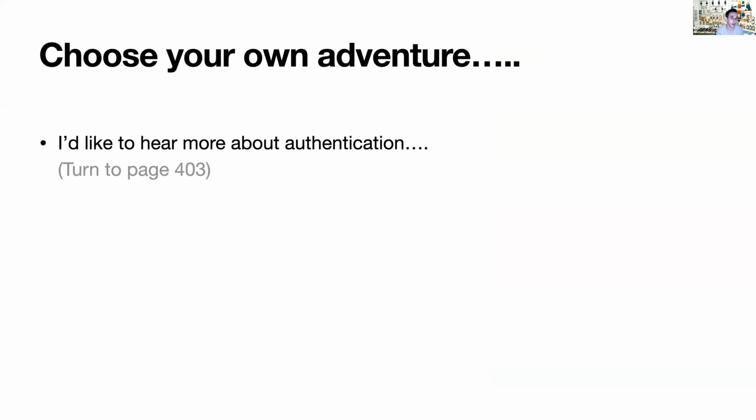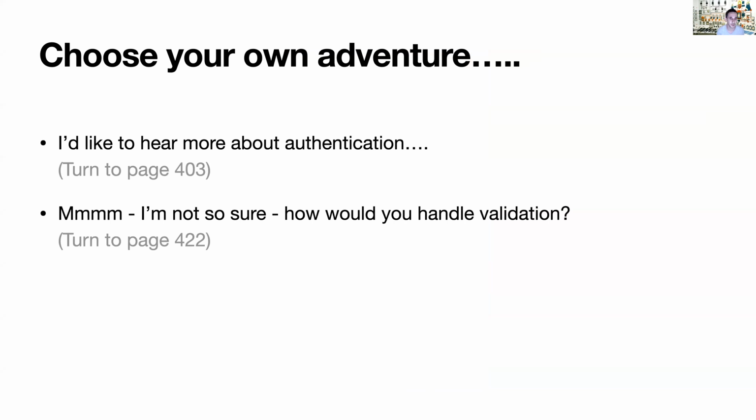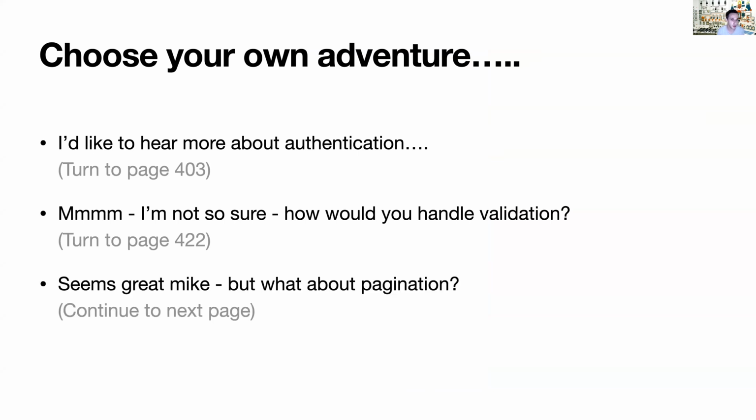I'd like to hear more about authentication, Mike. Turn to page 403. I'm not so sure. How would you handle validation? Turn to page 422. Seems great, Mike, but what about pagination? Continue to next page. So I'd like everybody in chat to say, or it could be none of these options, in which case we'd just die, what would you like to hear more about? 403, auth, hidden, auth, 422. All right, we're going to go with auth. 403s it is. 404s. Ha, that's not found. Yeah, that page got torn out.